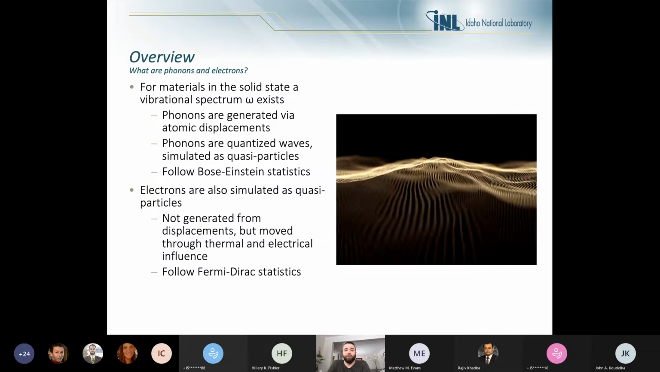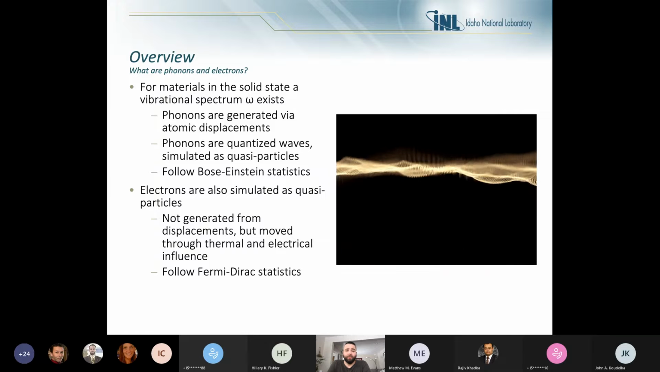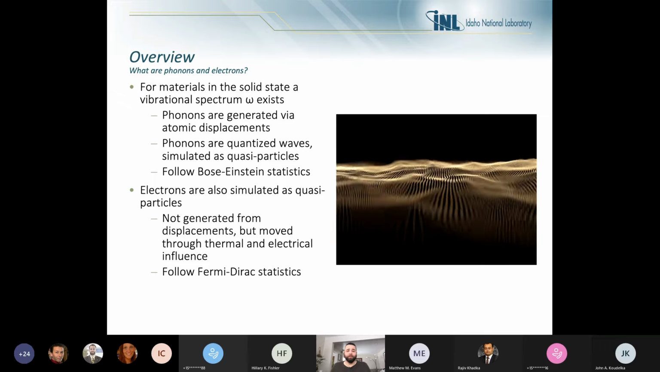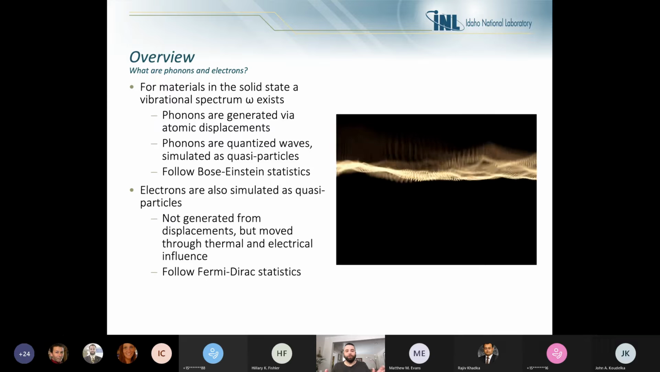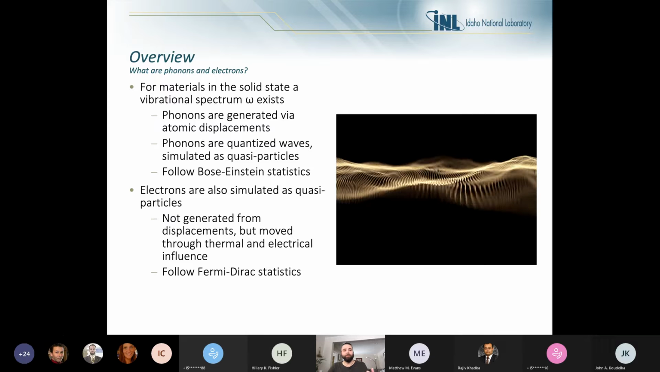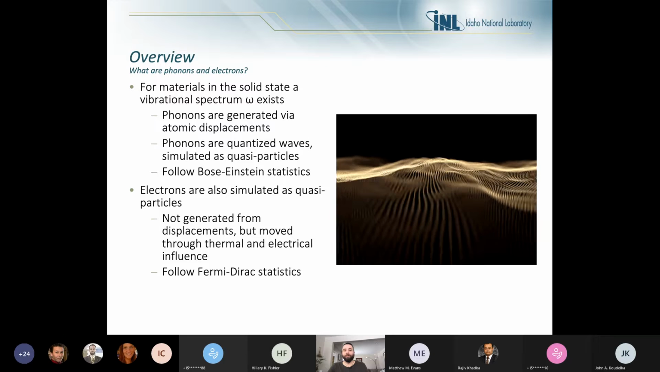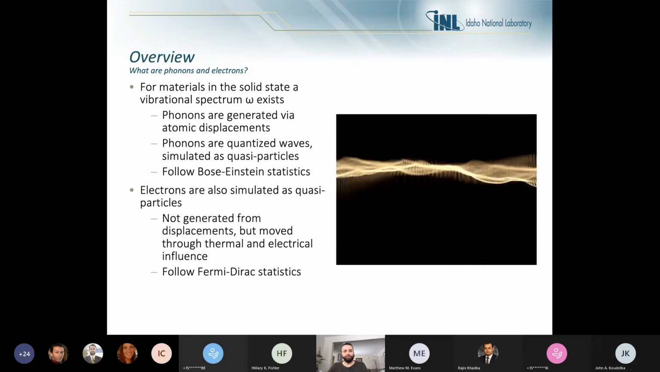And they follow something called the Bose-Einstein statistics. Essentially, it's a distribution of how many phonons exist at a particular frequency and at a particular temperature. It's not too important to remember that, but that's essentially the way their equilibrium behavior is dictated.